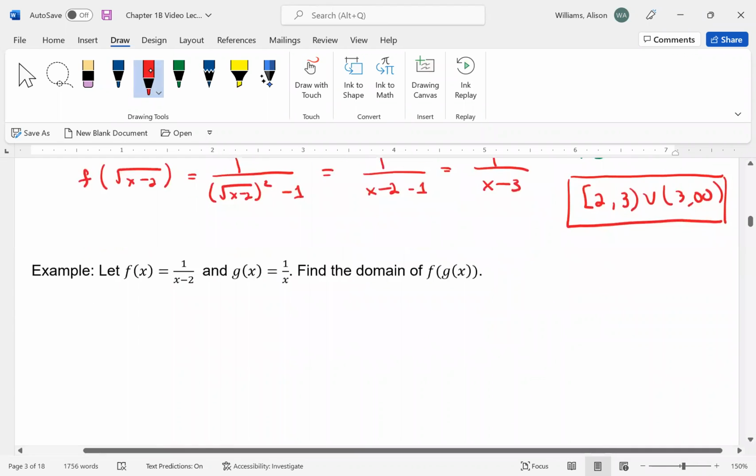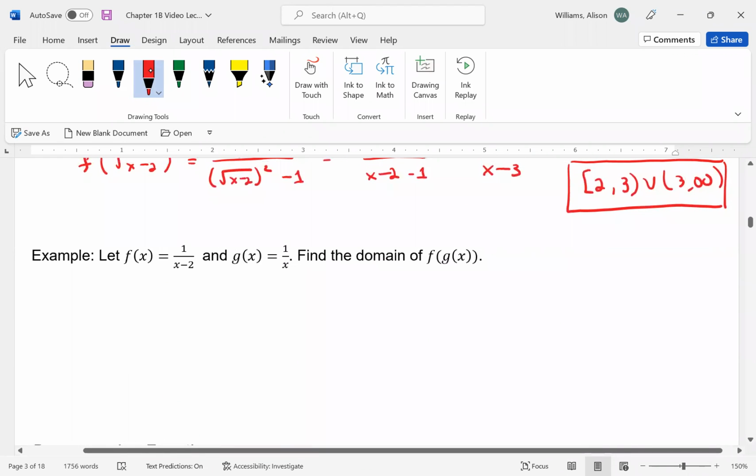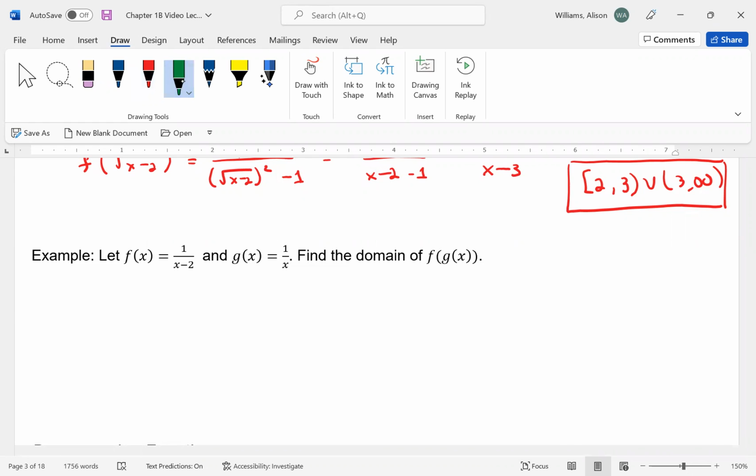All right, let's try another one. This time we are given f is 1 over x minus 2, g is 1 over x. So again, inner function is still g of x. Here, I'll do it in green. For this one, x can't be 0, period. Just can't be 0. So we start with that. Now let's find f of g of x. I'm going to plug in 1 over x into this equation.